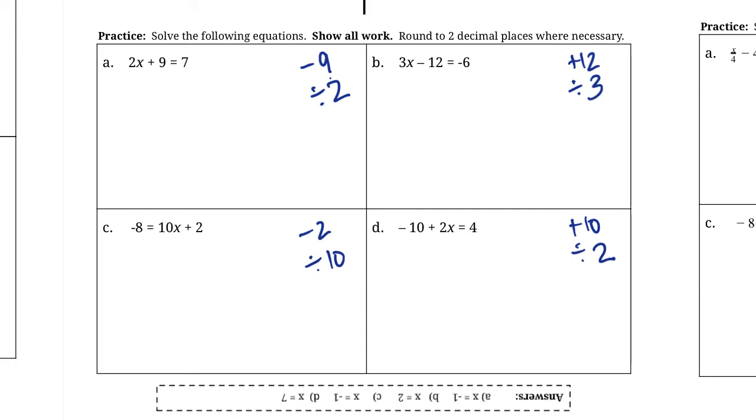So these are the operations that you needed to apply in each of these cases. In this one, we needed to subtract 9 to get rid of that 9, and then divide by 2 to get rid of that 2. This one, we needed to add 12 to get rid of the negative 12, and divide by 3 to get rid of that 3. This one, we needed to subtract 2 to get rid of the 2, and divide by 10 to get rid of that 10. This one, we needed to add 10 to get rid of this 10, and divide by 2 to get rid of that 2. If you do that, you should get the answers below.